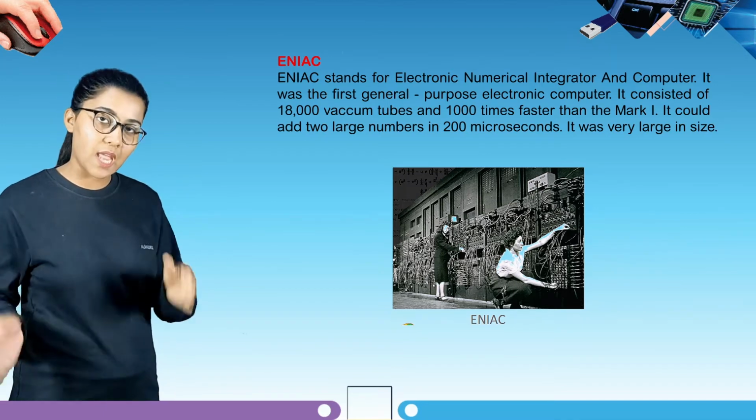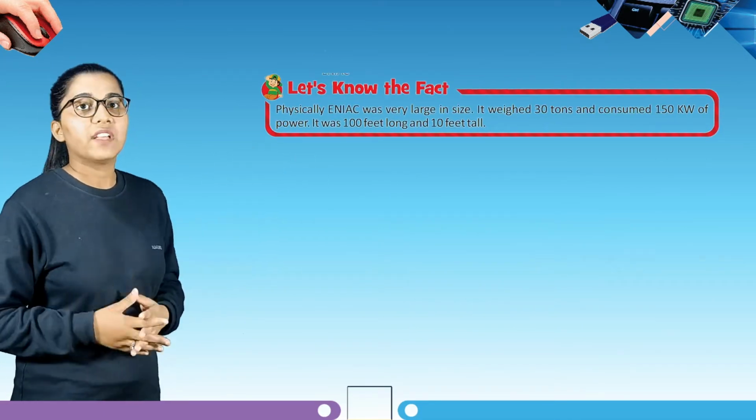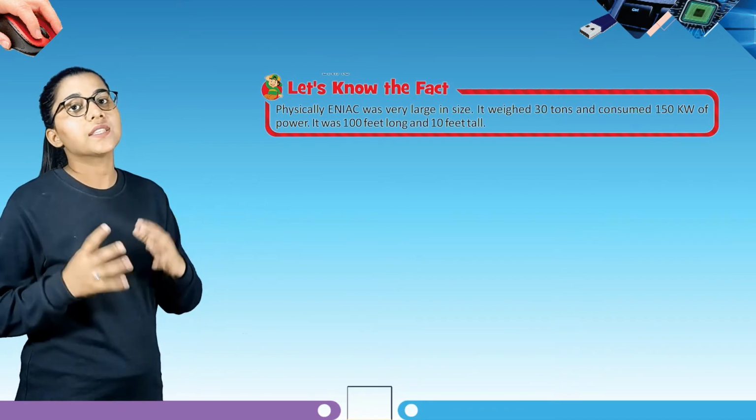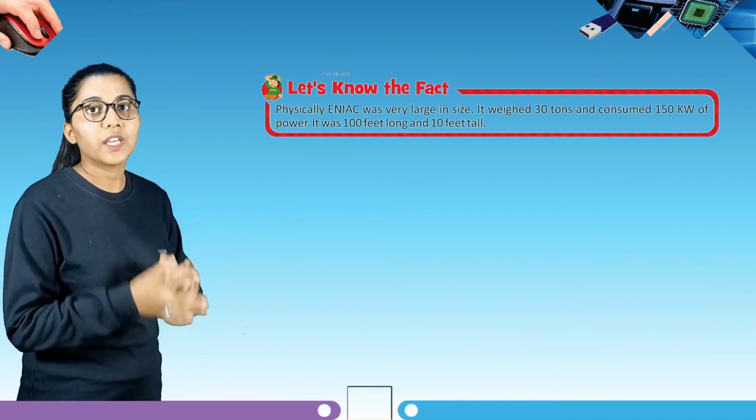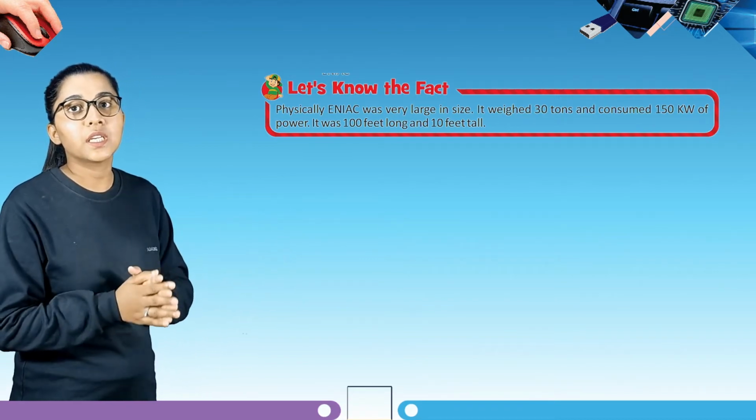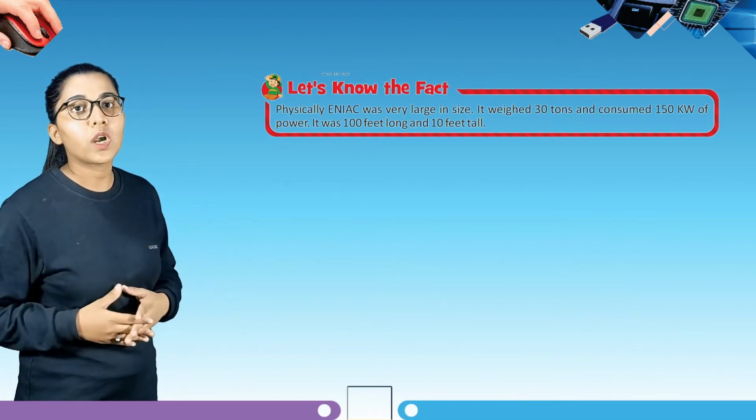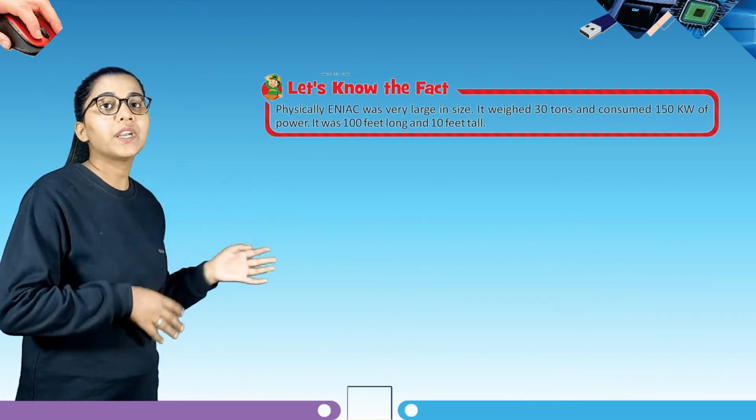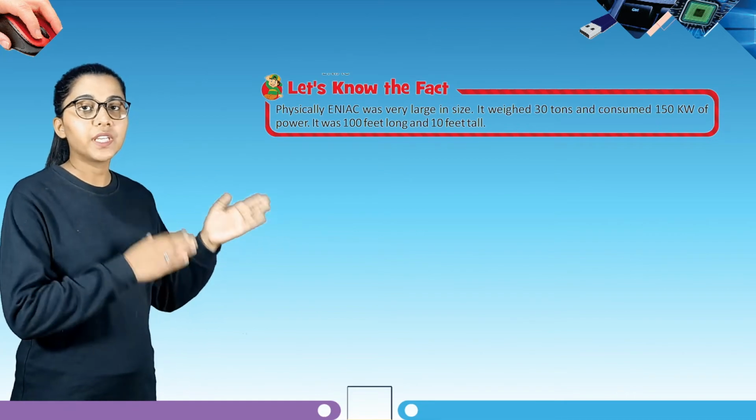Now students, it's time to know an interesting fact. Physically, ENIAC was very large in size. It weighed 30 tons and consumed 150 kilowatts of power. It was 100 feet long and 10 feet tall.